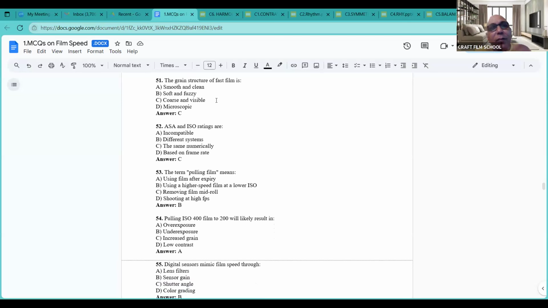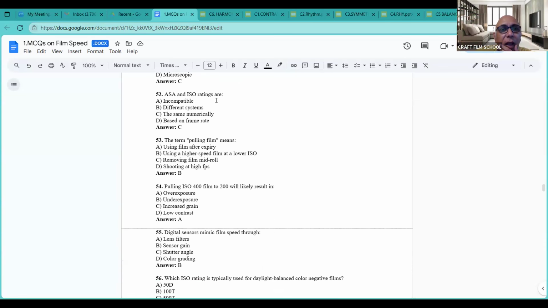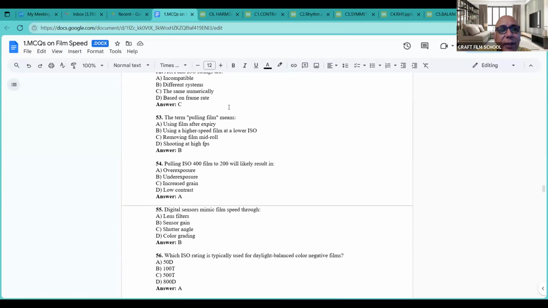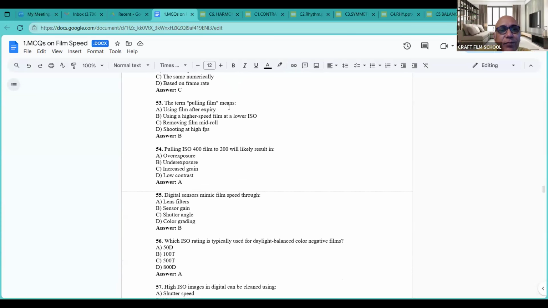Grain structure of fast film will be grainy, obviously, and coarse and visible. So that you can easily see it, it is a boiling kind of thing in a photograph if you see any photograph taken with high speed film. ISO and ASA ratings are different systems, the same numerically, based in a frame rate. So if a 100 ASA film or 100 ISO film is there, it remains the same. So our correct answer is C.